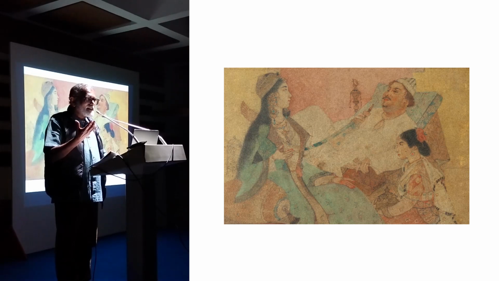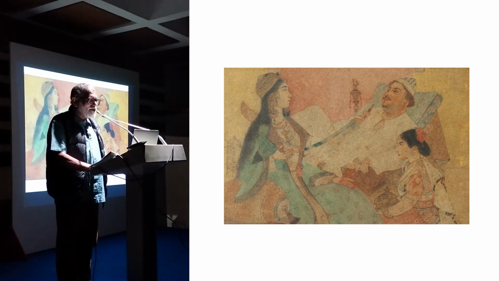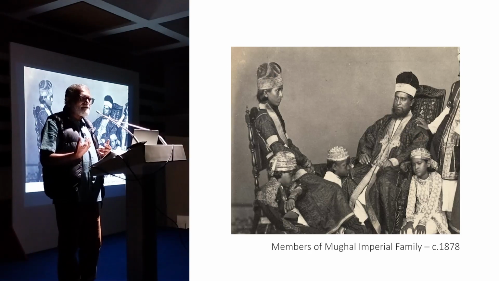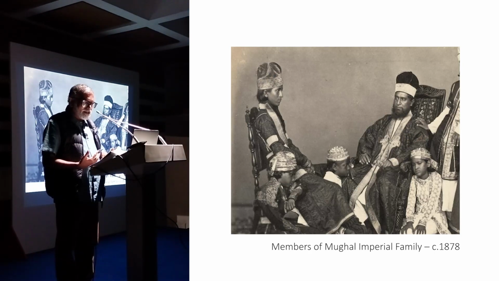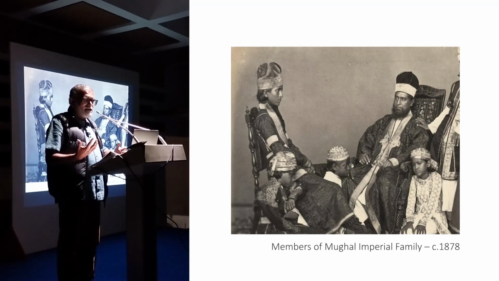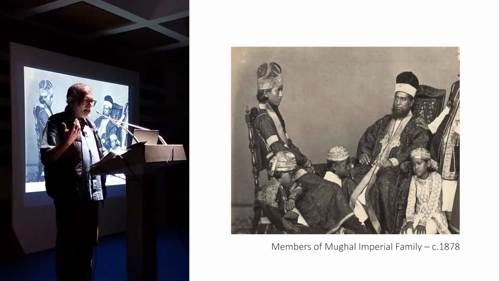So the central theme of the Arabian Nights is the power of narration itself. And where does it get these characters from? Probably from photographs like this, the last members of the Mughal imperial family, when they were thrown out of power and they were living in Calcutta, and you have this famous photograph of some.